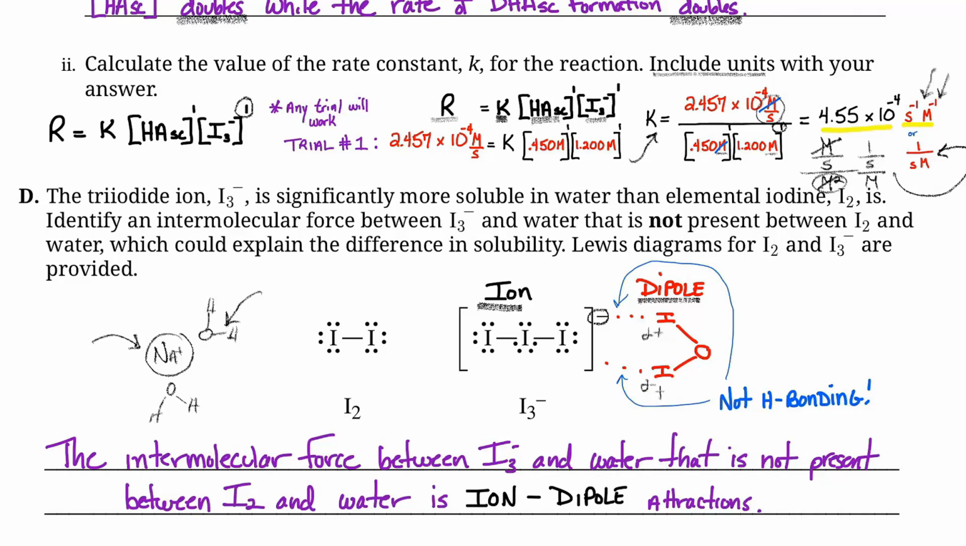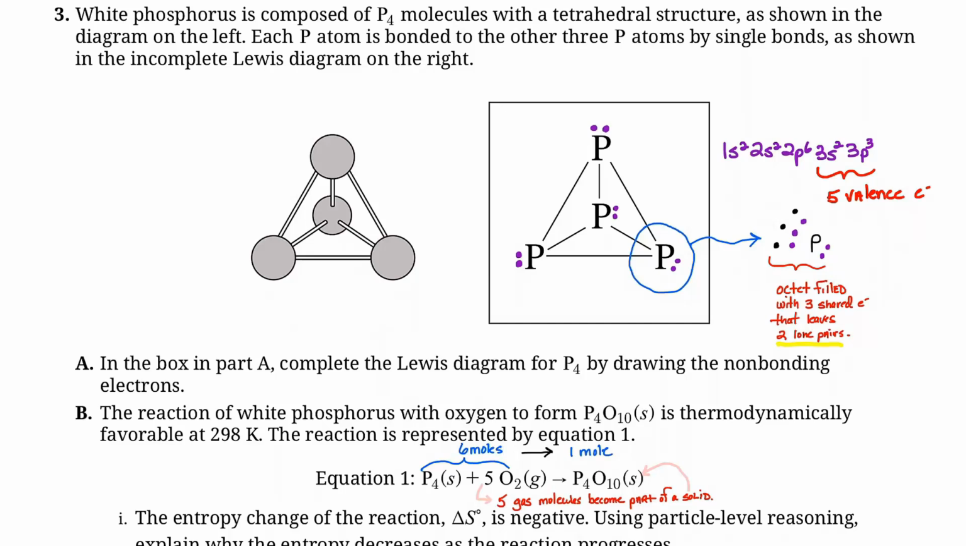So that's straightforward. And again, if you missed this one, don't worry about it, but on to the next question. So number 3 here, the last 10-point question, starts us off with a phosphorus molecule. And they tell us that it's a P4 molecule with a tetrahedral structure as shown in the diagram. And what they really want to do is, it's incomplete if you look at the Lewis dot structure, because all Lewis dot structures must show lone pairs.